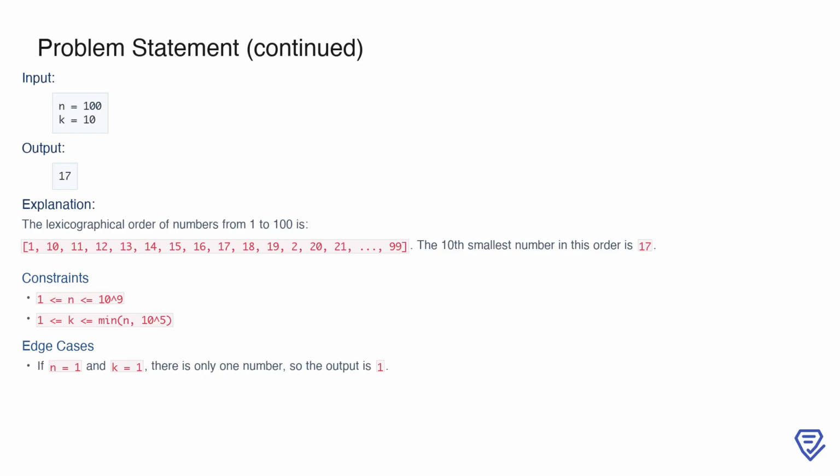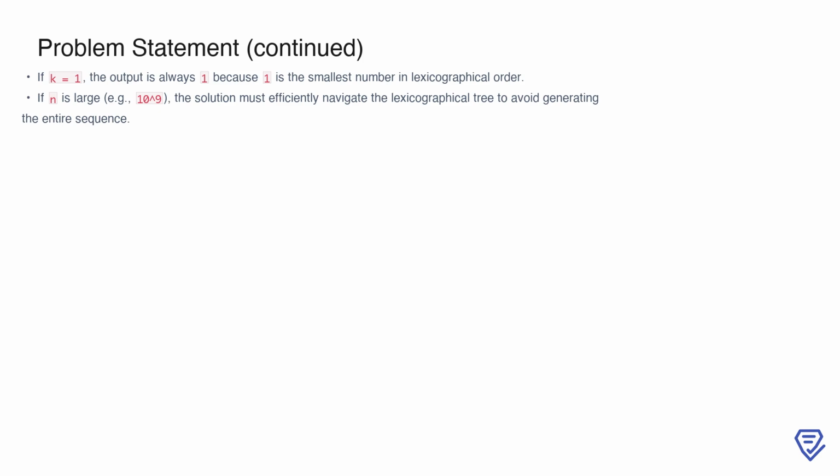This example highlights how the sequence grows for larger values of n and how we can identify the Kth smallest number within it. However, with higher values of n, the sequence becomes extremely large, and we need to consider constraints and edge cases to solve the problem efficiently. There are a few important points to keep in mind for this problem. If k equals 1, the output is always 1, as 1 is the smallest number in lexicographical order.